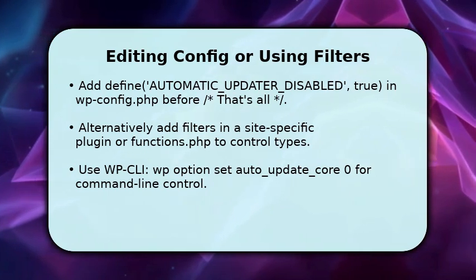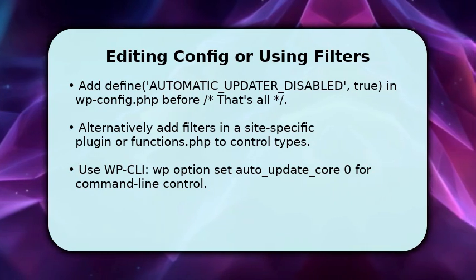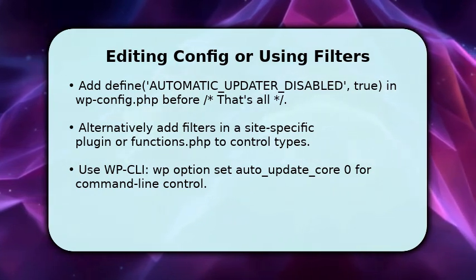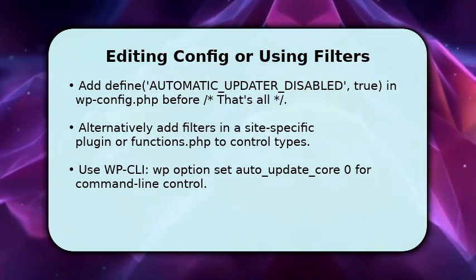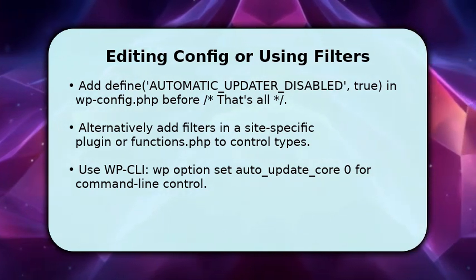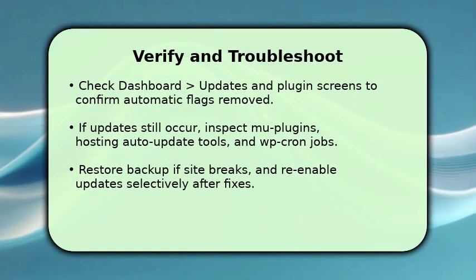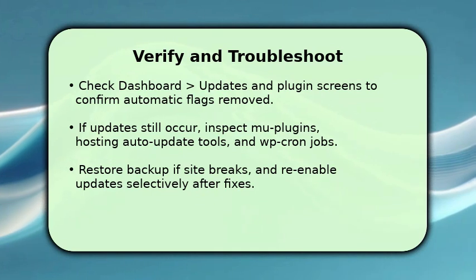Once done, you can also run wp-cli commands to set auto-update options or inspect status. Make sure to clear any caching and reload the dashboard to verify the UI reflects those changes immediately. Now verify. Visit the dashboard and plugin pages to ensure auto-update controls are disabled.